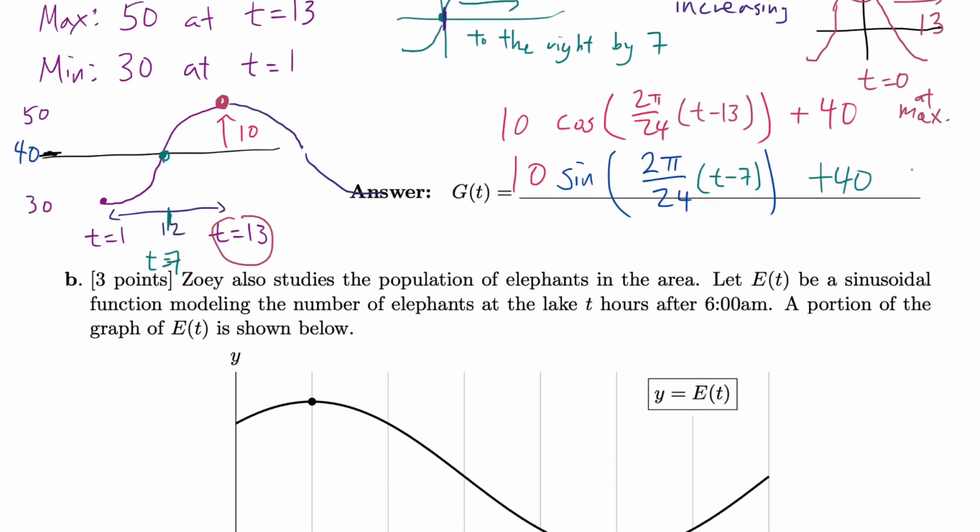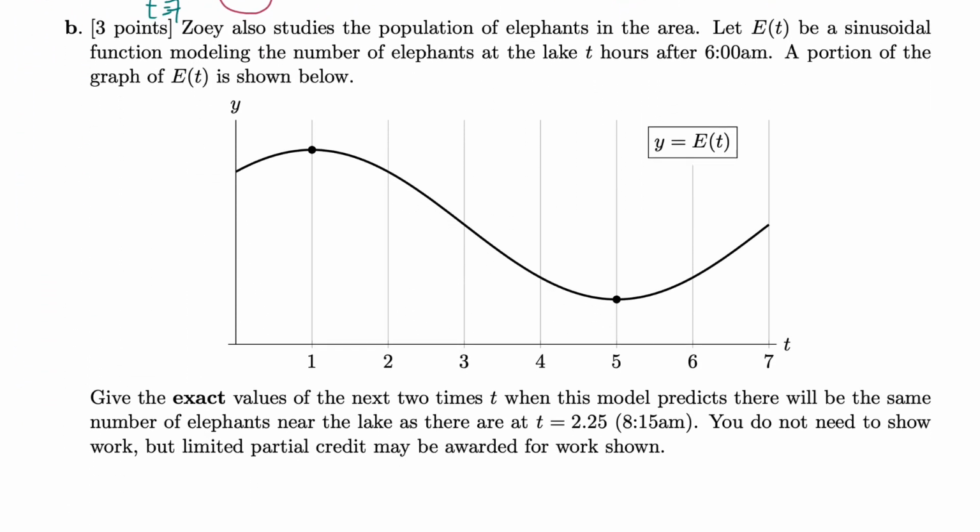Moving on, let's look at part B. Zoe is also studying the population of elephants, and E of t also seems to be a sinusoidal function. So here E of t is the number of elephants t hours after 6 a.m. Okay, so maybe this is important, so let's keep that in mind for now. A portion of the graph of E of t is shown below.